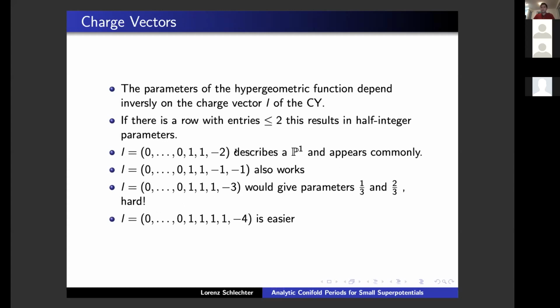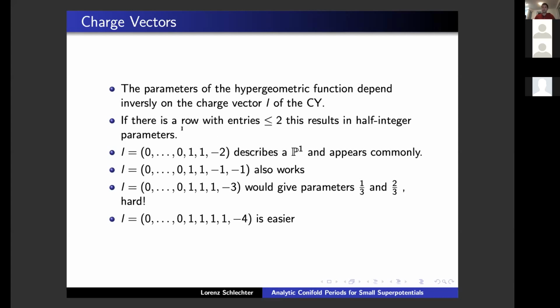So now, how does this relate to geometry? We have these hypergeometric functions with parameter dependence, and we have the charge vectors. If you play around with this a bit, you really soon realize that the charge vectors enter the parameters inversely, which means if we have an entry in the charge vector of 5, we will get a 1 over 5 in the parameter. We can only deal with rational parameters up to 1/2. So, which means if you restrict the charge vector entries to be smaller than 2, we only get half integer values in the hypergeometric function, and this is solvable.